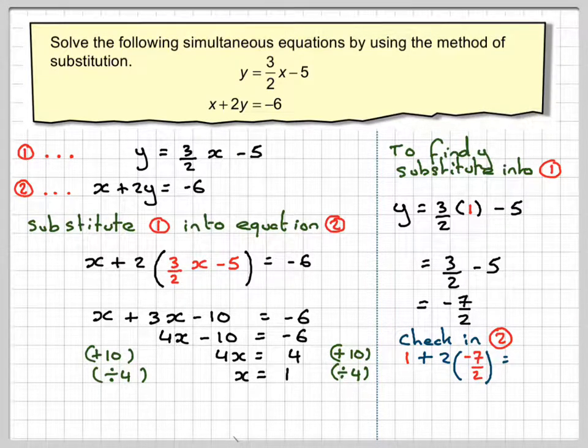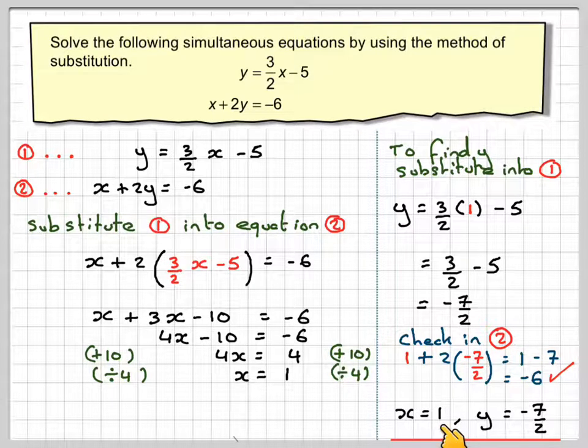Now we've got to show that that's equal to minus 6. So 1 is 1, and then 2 times minus 7/2 gives me minus 7, and 1 minus 7 gives me minus 6. So if we've got agreement here, then the answer is correct. And therefore we can now write down that x is equal to 1 and y is equal to minus 7/2 is the solution of these two simultaneous equations.